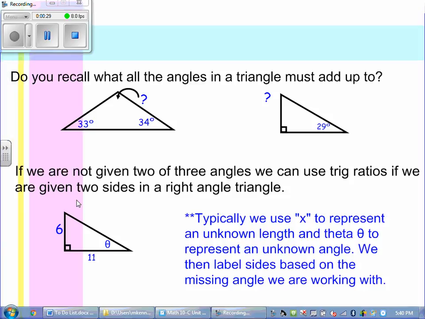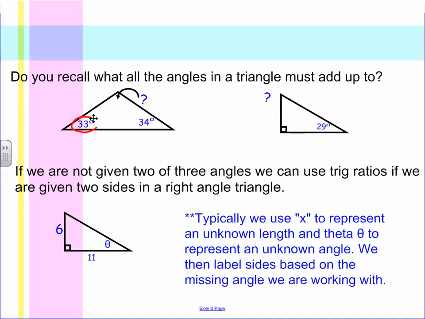First, we're going to remind ourselves about the easiest way to find angles. And the easiest way to find angles is to use a little trick that we learned, that when we have two angles, like we have here, we can always find the third by using some simple subtraction. Because all angles in a triangle must add up to 180 degrees.